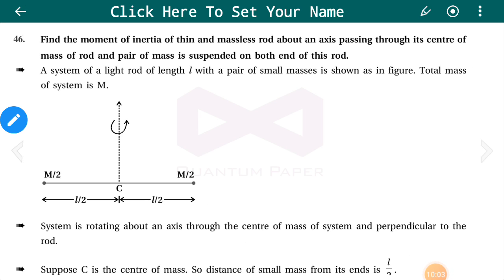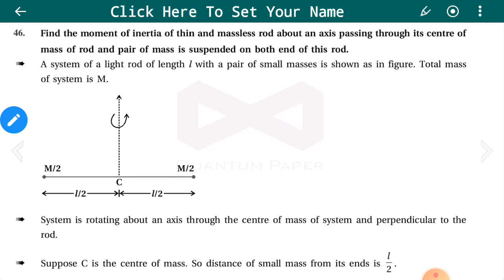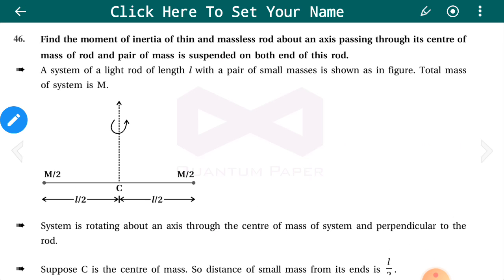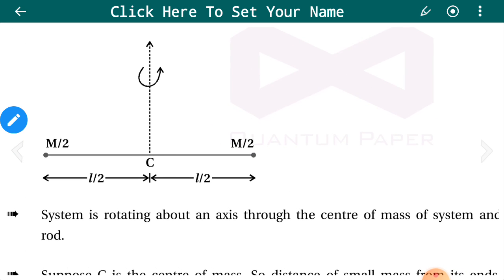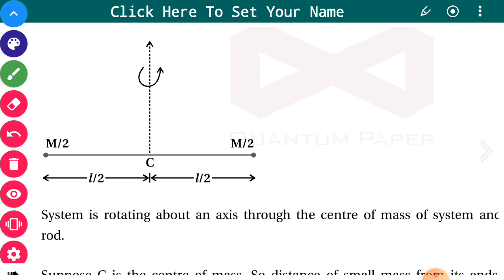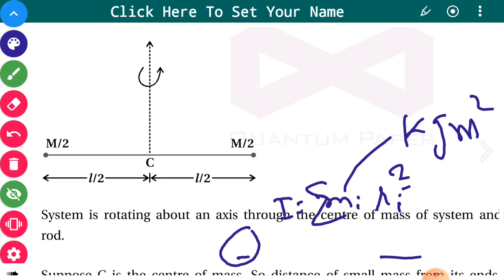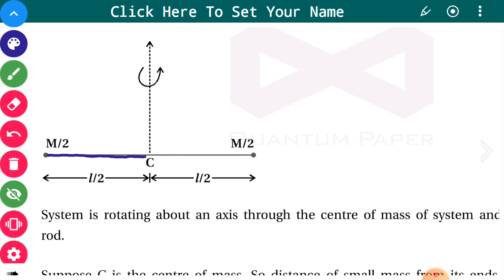Now we want to calculate the moment of inertia of a thin rod. Find the moment of inertia of a thin and massless rod about the axis passing through its center of mass, where a pair of masses is suspended on both ends of the rod. Try to understand this part. Whatever rod we are having does not have any mass. In an ideal situation, this rod has negligible mass, or we can say very light. But here, mass is attached.